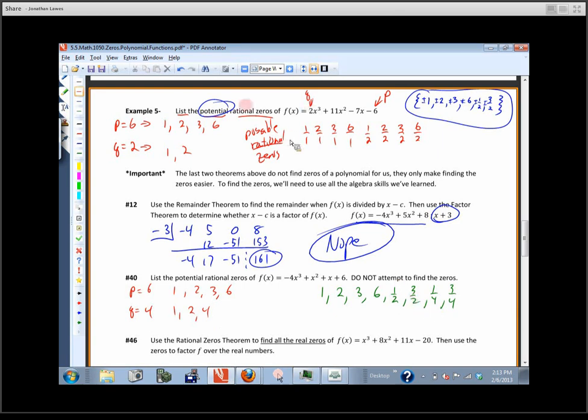So compare the work that we did up here on example 5 with what we've done on problem number 40. That's a little bit shorter, isn't it? We're not done. What do we need to do, Marissa? All you need to do now is go through and put the plus or minus in front of each one of those, and you've got them.